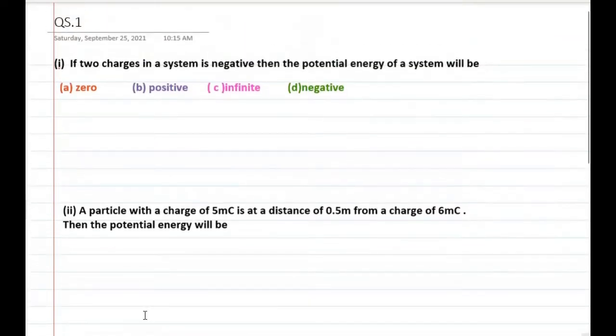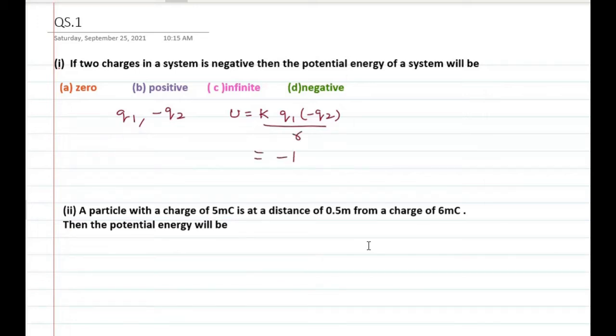Next, if two charges in a system are negative, what will the potential energy of the system be? Let the two charges be Q1 and minus Q2. Then the potential energy U is equal to K into Q1 into minus Q2 by R, so you get a negative value, minus K Q1 Q2 by R.